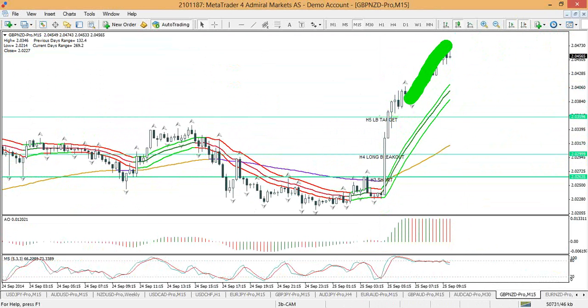So I actually, although pound dollar technically was better set up, the pound New Zealand has more thrust here, as you can see. It moved up 95 pips.